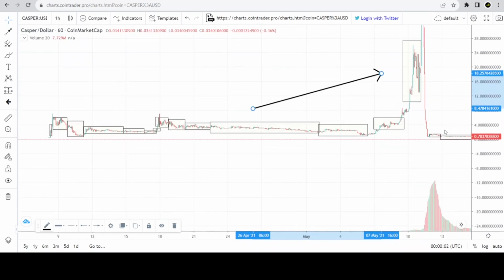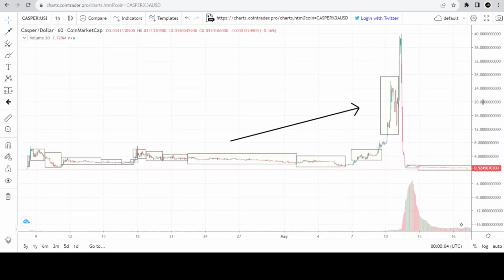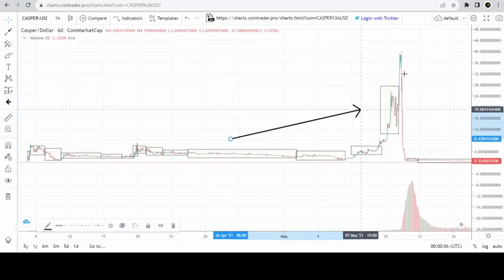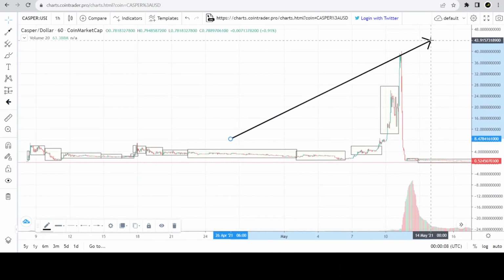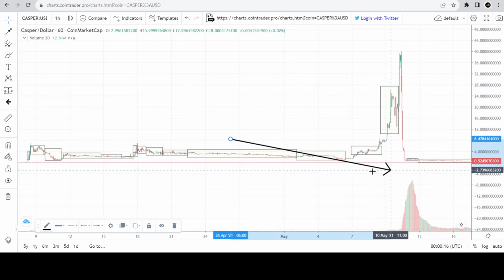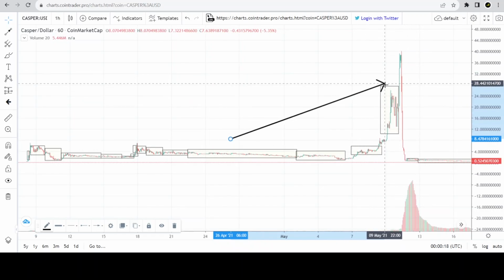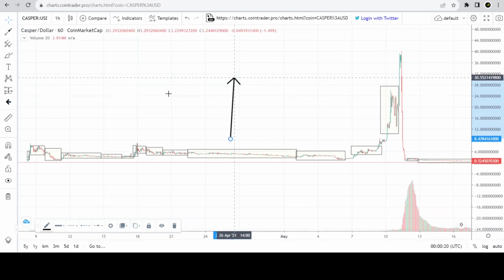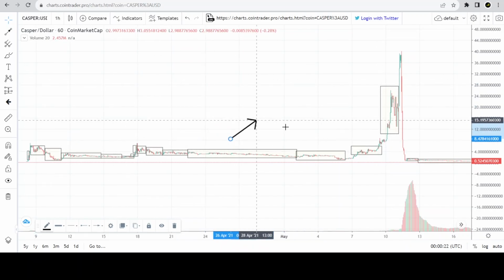I did a video on the Casper bull run structure. You can find that video over here. I highly recommend watching it. Whatever price Casper goes to in the next bull run, whether it's below $1 or above $1, it's going to follow this same structure because it's followed it every single time. It's followed it here, here, and here.